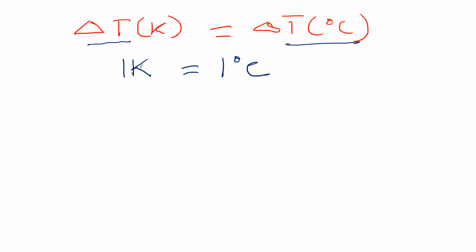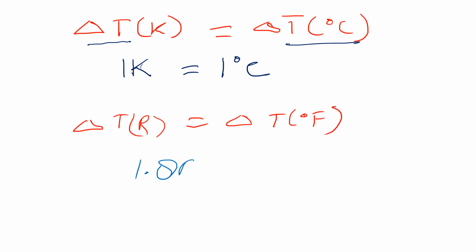Similarly, delta T in Rankine is equal to delta T in degree Fahrenheit. Why? Because the magnitude of the Rankine and the Fahrenheit is the same: 1 Rankine is equivalent to 1 degree Fahrenheit, while 1 Rankine is equivalent to 1.8 times 1 Kelvin. So you can use these concepts in numericals.